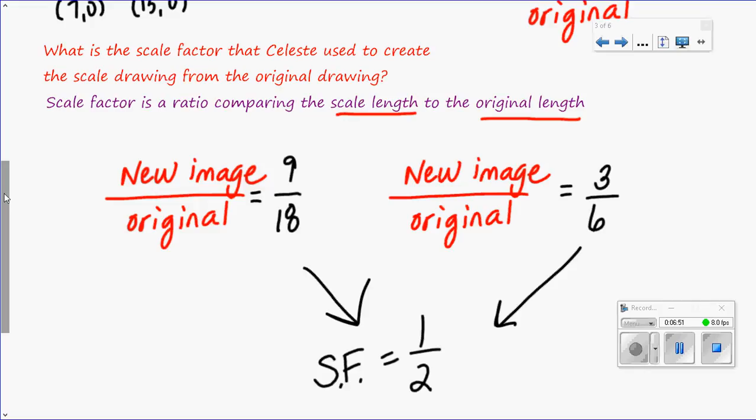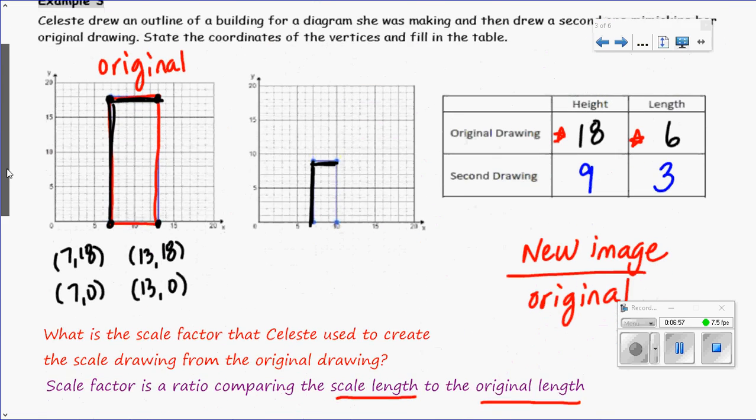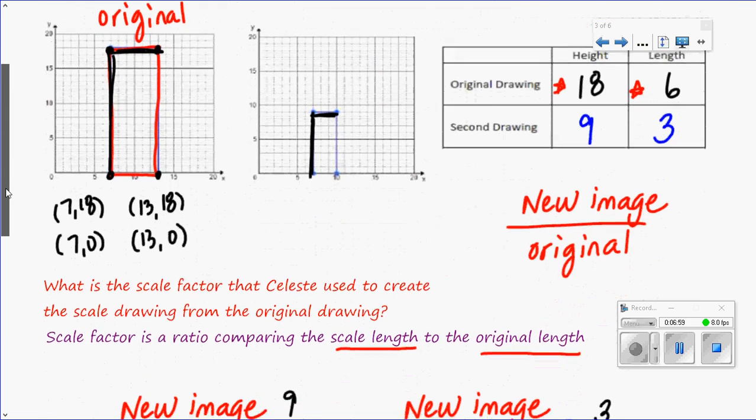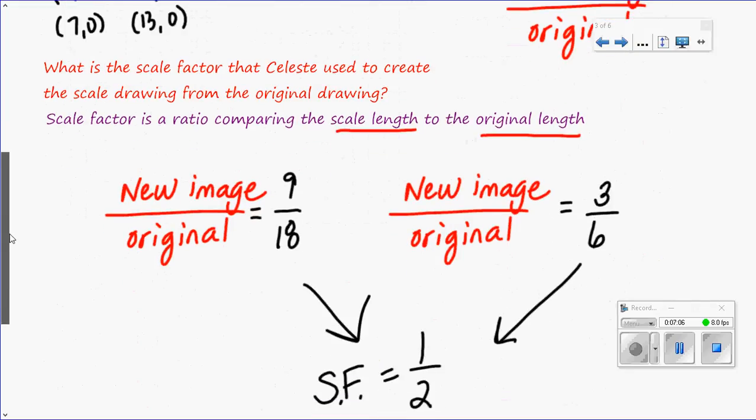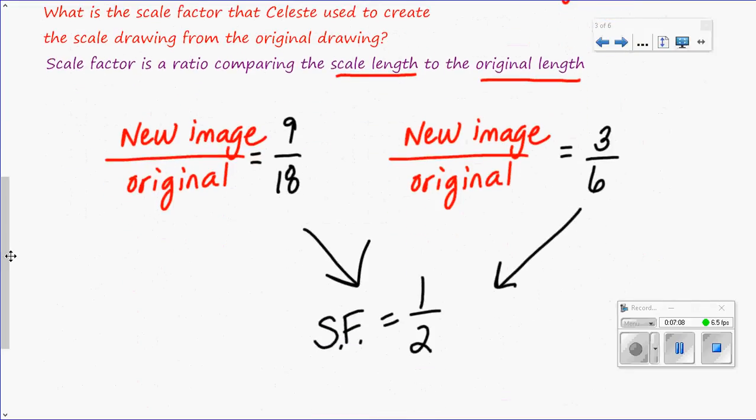Okay, hopefully that made sense to you. Sometimes we're getting bigger, sometimes we're getting smaller. Since we got smaller, that makes sense that it's a scale factor of 1/2. So the dimensions on the new one are 1/2 of the dimensions on the original. So 3 over 6 and 9 over 18 both equal 1/2.